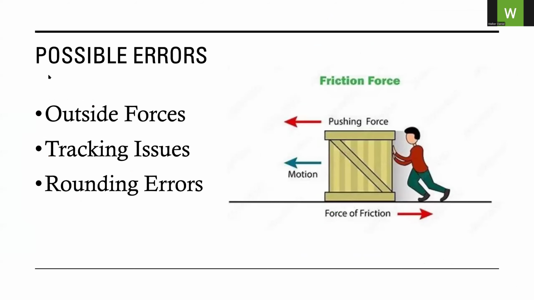And here are our errors, or possible errors. First are some outside forces. My initial push of the ball could have generated some acceleration that was not calculated for. And then also some friction from the table and the bar it was rolled against. Also, there could have been some tracking issues. I had a pretty small object, and it was hard to tell exactly where the center of mass was because it was on a reflective surface. And then finally, there could have been some rounding errors because I was using some pretty small numbers for my position, and that could have affected my calculations.